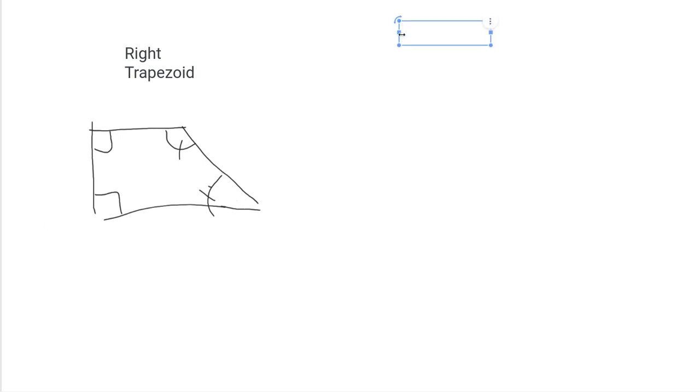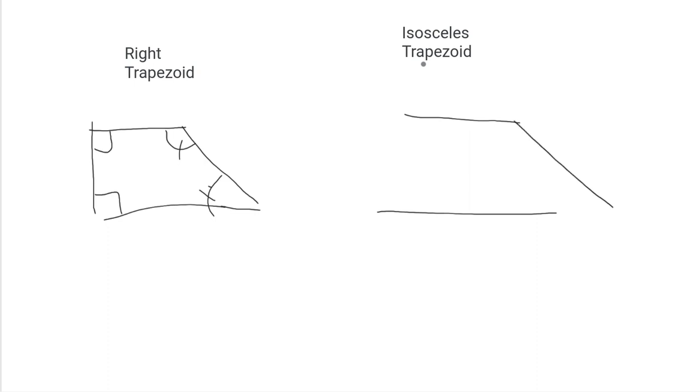And then our last shape that we're going to talk about is isosceles trapezoid. So what that means is this is parallel to this, so it's still a parallelogram, but the two sides are the exact same length, meaning that this angle is the same as this angle, and the top angle matches the other top angle.